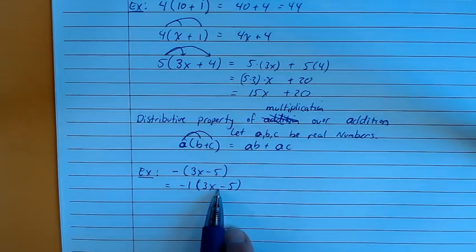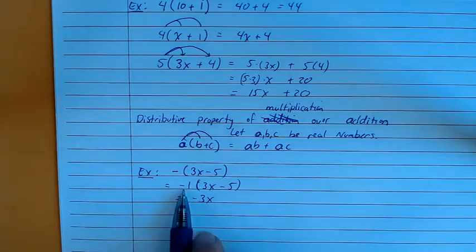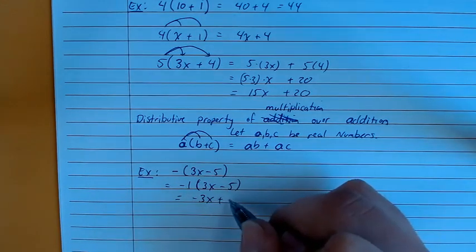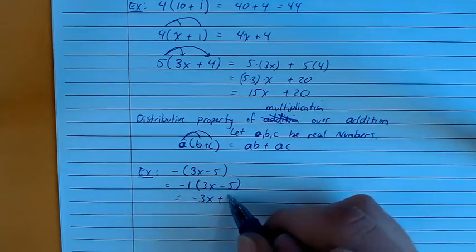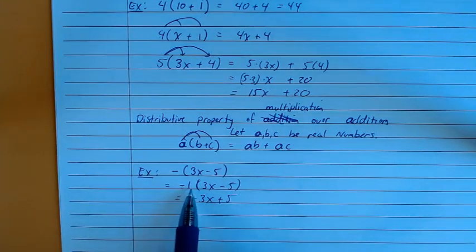Negative 1 times 3x. Well, again, you can pull the numbers up together first. Negative 1 times 3 is negative 3x. And then negative 1 times negative 5, when you multiply two numbers that have the same sign, you end up with a positive. So 1 times 5 make 5. Just like that. So keep in mind that with the minus out here, you can think of it as being a minus 1, which gets distributed into your expression.